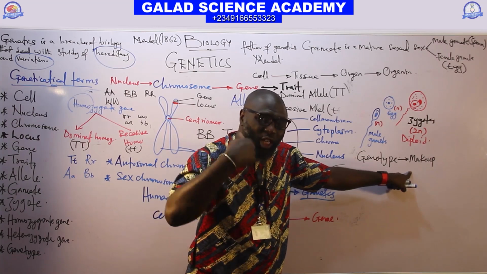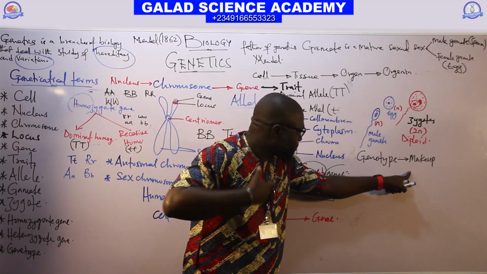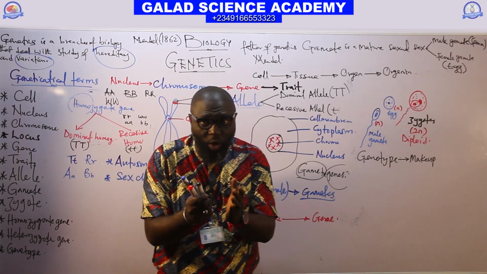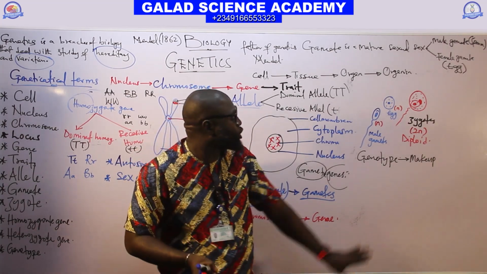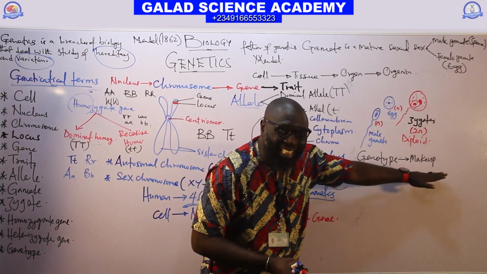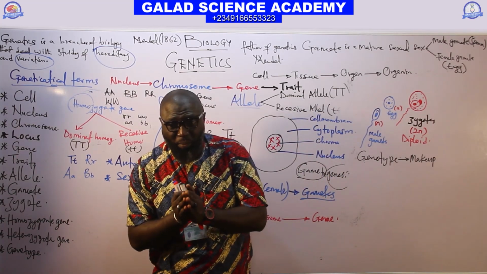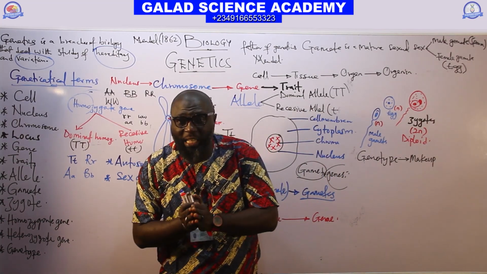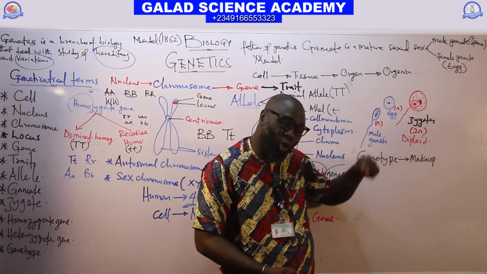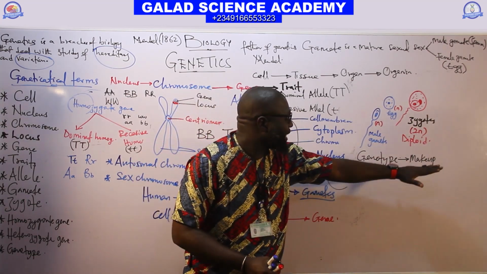Genotype is the one that is responsible for the trait or character or behavior possessed by a living organism. The character or the structure possessed by a living organism is controlled by genotype. Genotype is a genetic makeup or component possessed by a living organism, and it determines or controls the shape, character, and behavior of the living organism.